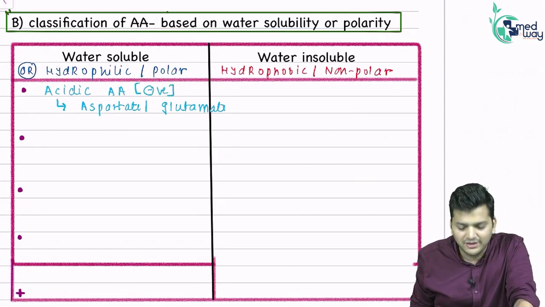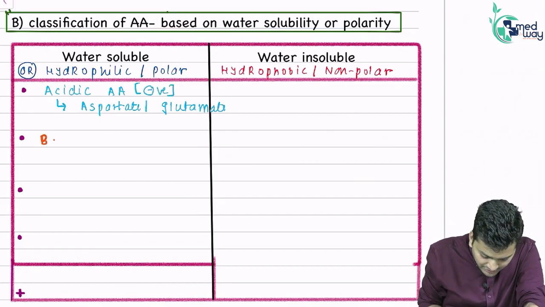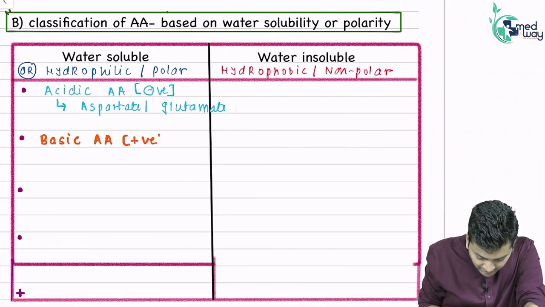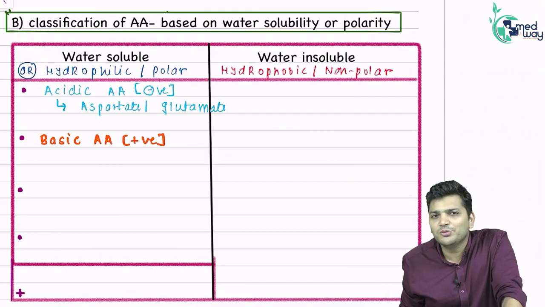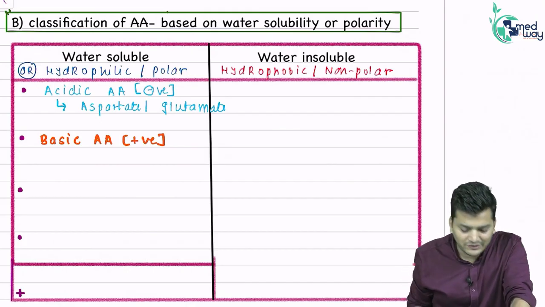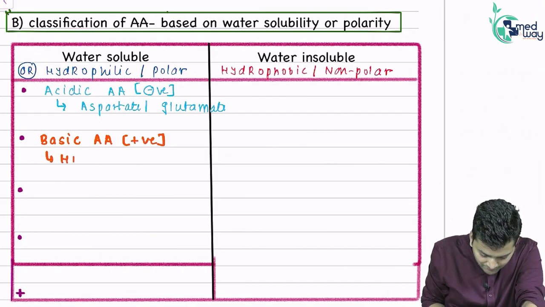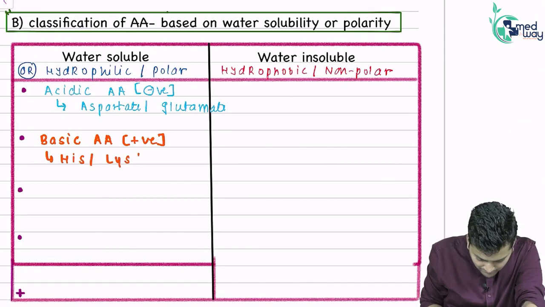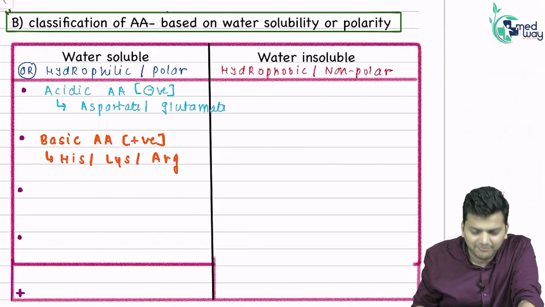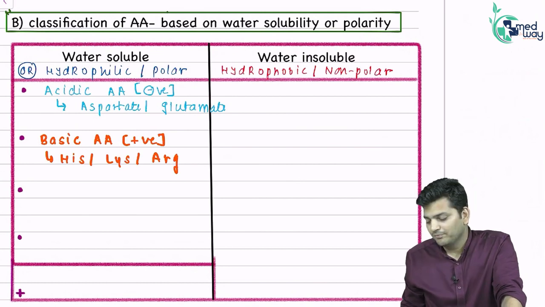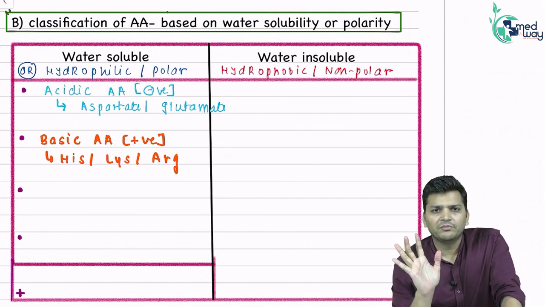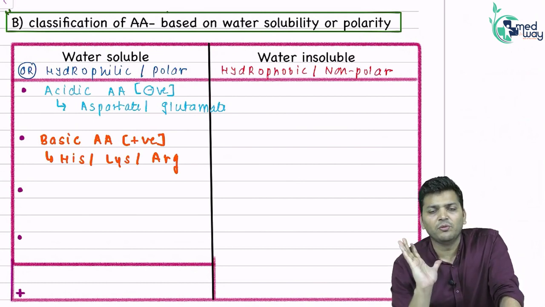In the same way, we have the basic amino acids. They are also going to be water soluble. They are positively charged. And I have told you the mnemonic also. What was the mnemonic? His last urge is very basic. Histidine, lysine, and arginine. They are basic amino acids. Okay. So they are going to be water soluble. Wherever there is acid or base, they are going to be water soluble.